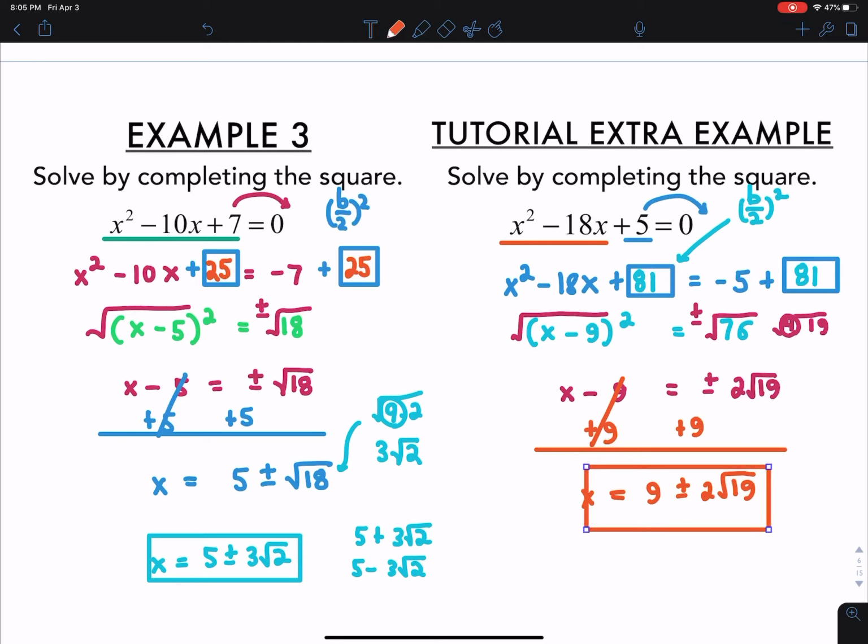And again, if we wanted decimal approximations, we could do 9 plus 2 square roots of 19 to figure out what that equals. And then 9 minus 2 square roots of 19, and that'll give us a decimal approximation for our x-intercept.